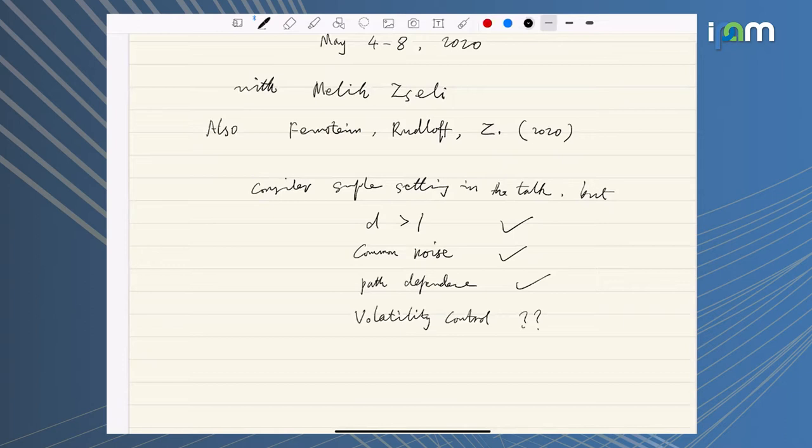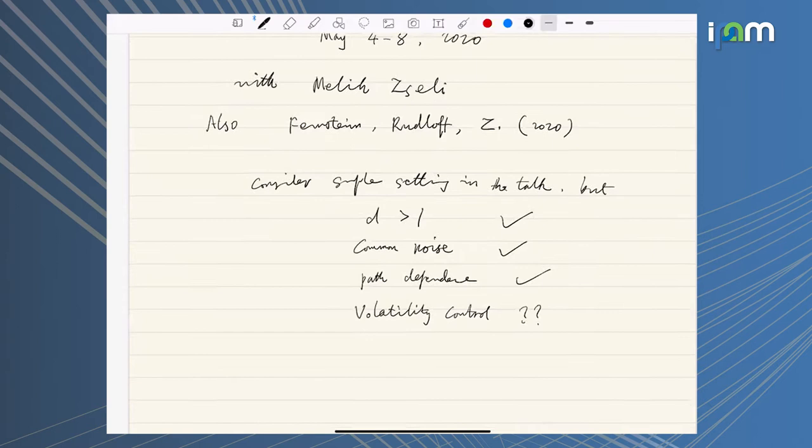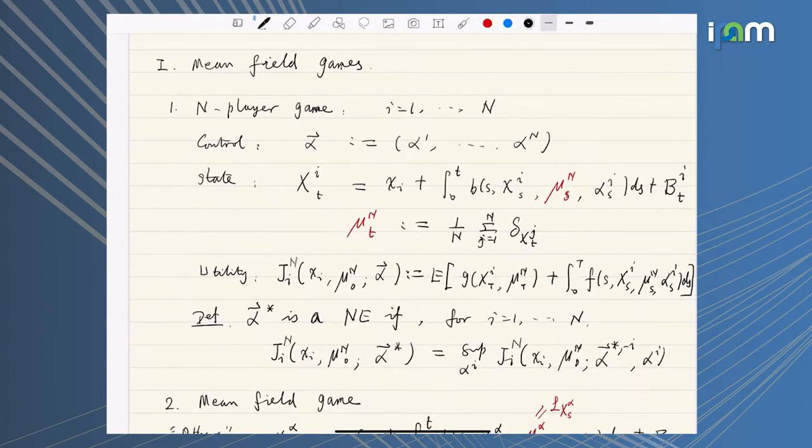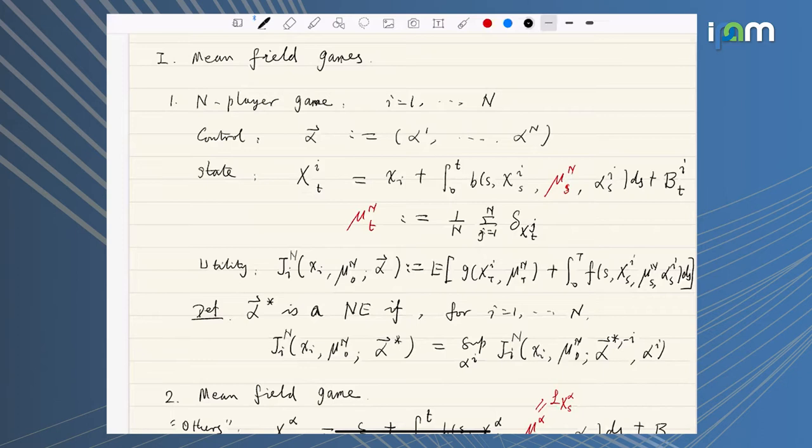Is it okay? Can you see it clearly on the shared screen? I can. Okay, then I'll just go with this. I have some writing here already just for this page.